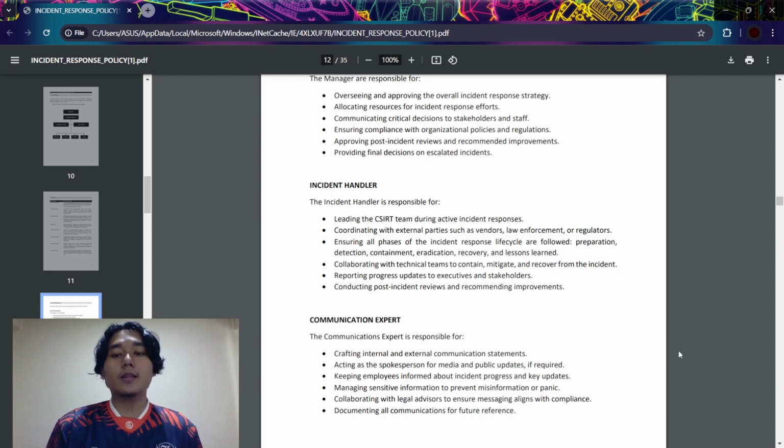For the incident handler, they are responsible for leading the CSIRT during active incident responses, coordinating with external parties such as vendors, law enforcement or regulators, collaborating with the technical team to contain, mitigate and recover from the incident, conducting post-incident reviews and recommending improvements.